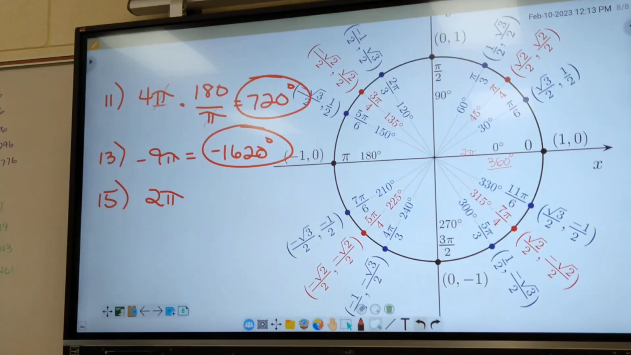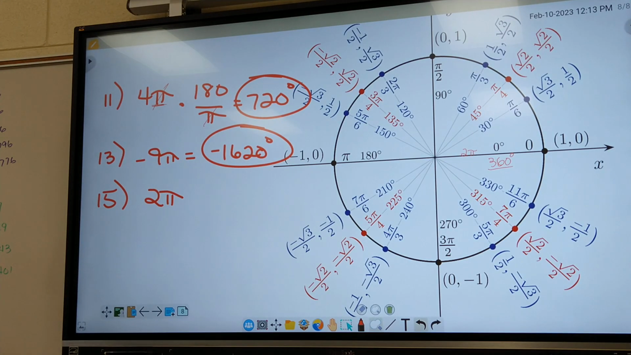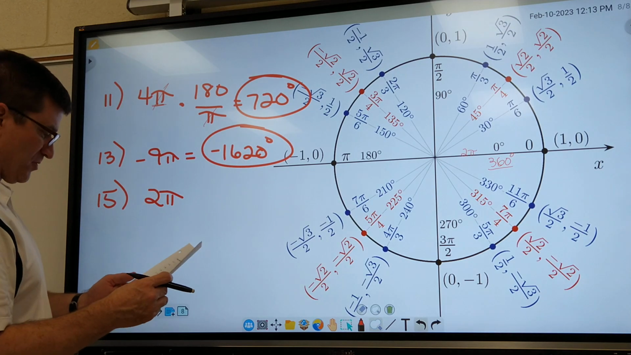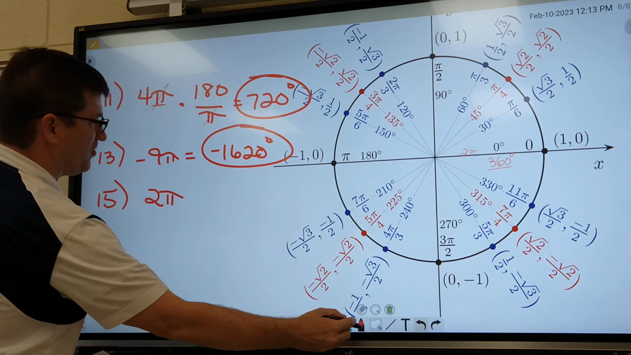Yes, you can. And we're probably going to put the calculators away for a couple days. Not on this stuff, but on the next thing we're going to do, because you can just type it straight in, and we need to learn how to use this unit circle. All right, so 15, we got 360 degrees.